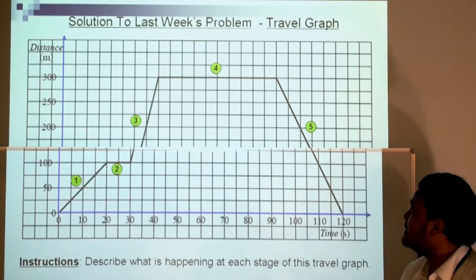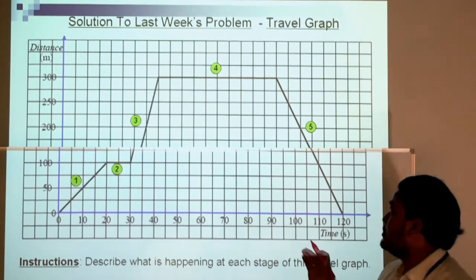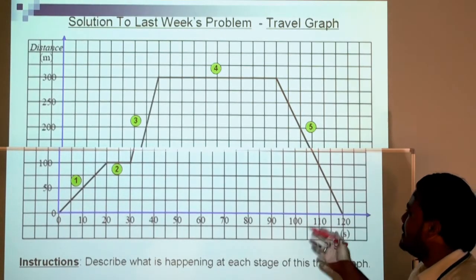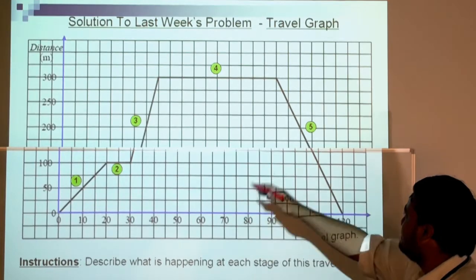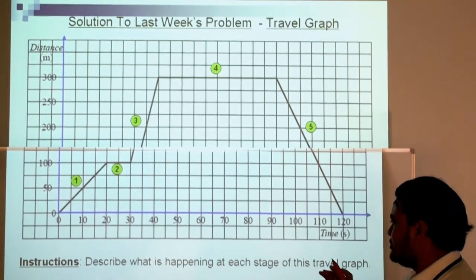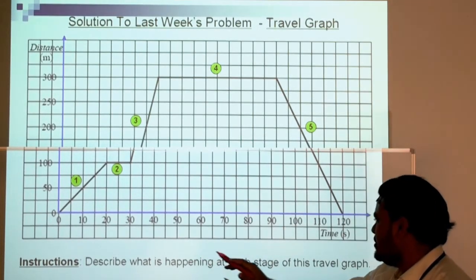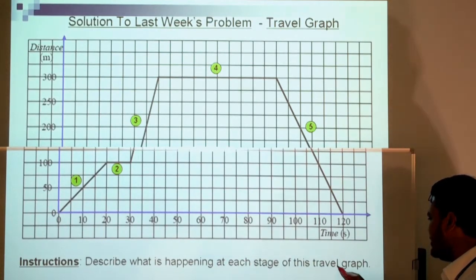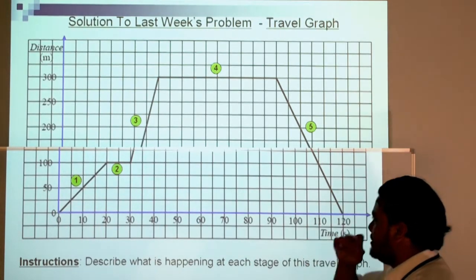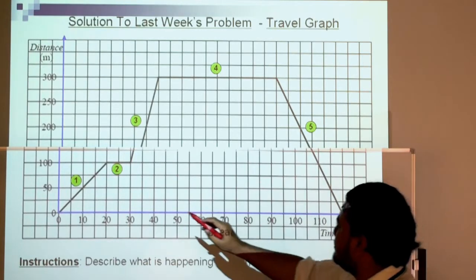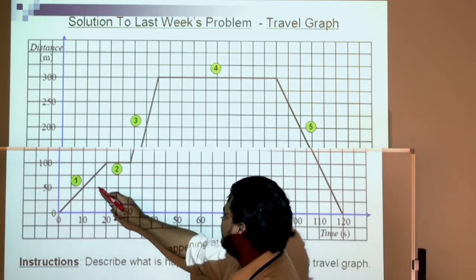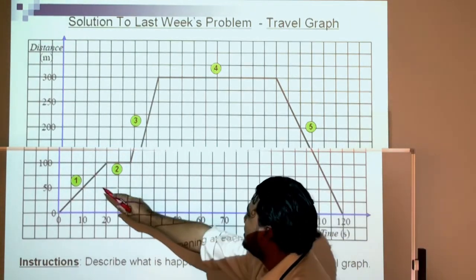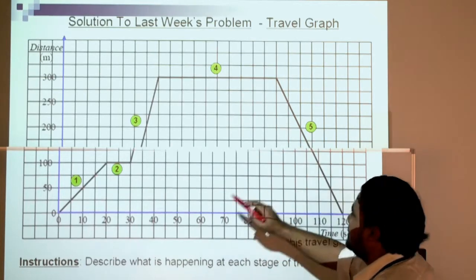Before we move on to today's topic, let's go through the solution to last week's problem. I gave you a travel graph, just like this, and your instructions were to describe what is happening at each stage of this travel graph. Let's have a look at stage 1 first. There are 5 stages: 1, 2, 3, 4, 5.